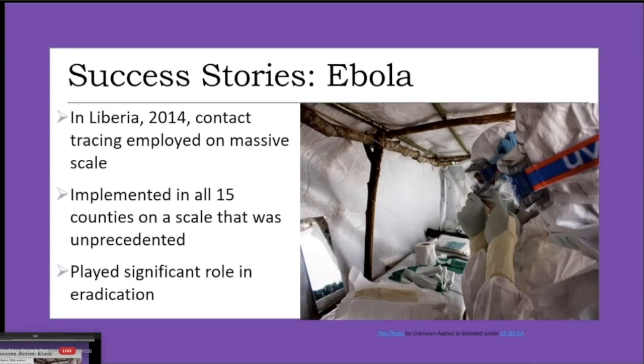Success stories. Ebola. In Liberia, 2014, contact tracing was employed on a massive scale, being implemented in all 15 counties in a way that was unprecedented. This played a significant role in eradication of the Ebola virus in Liberia.